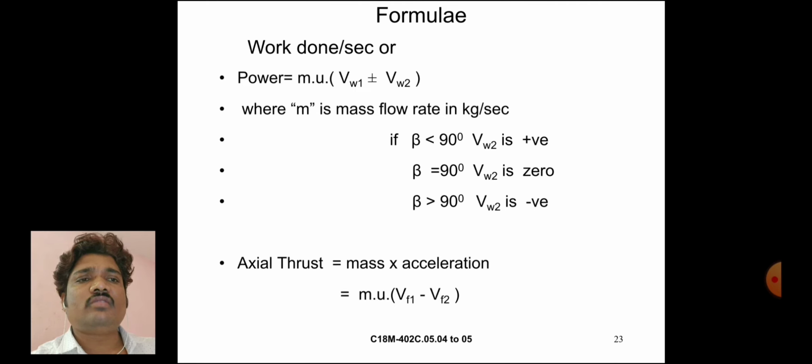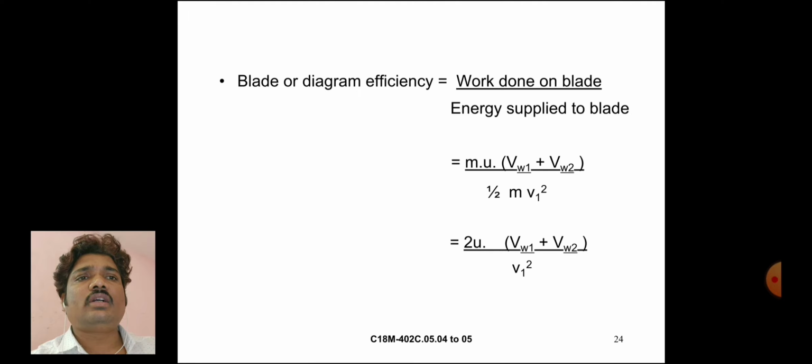Next, blade or diagram efficiency. Blade or diagram efficiency is equal to the work done on the blade divided by the energy supplied to the blade. This ratio is called blade efficiency or diagram efficiency.